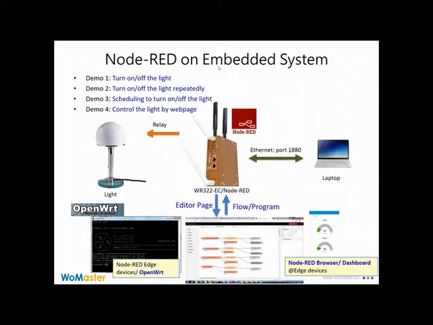Here, the first one is simply turning on and off the light. It's the most basic operation in a light control application. The second one is turning the light on and off repeatedly for a specific purpose. The third one is how to schedule turning the light on and off.